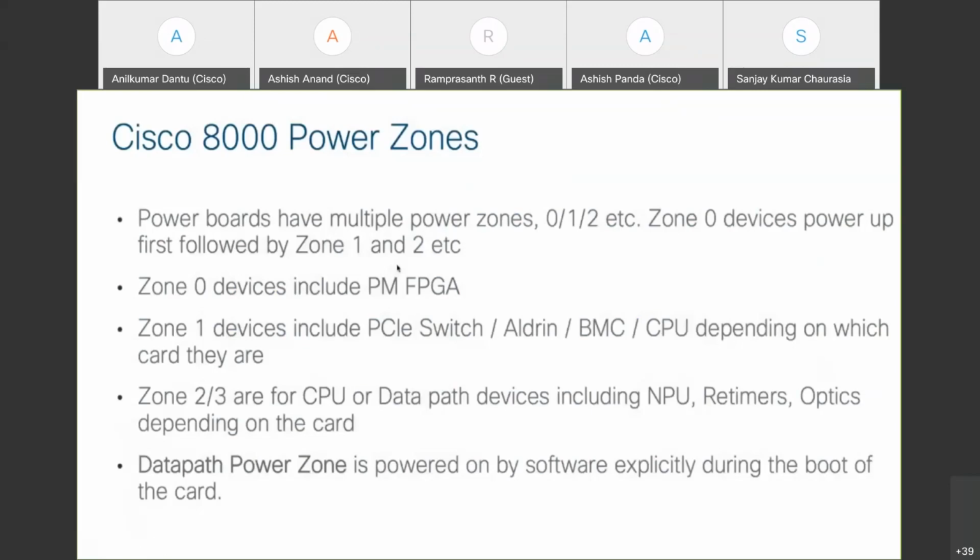But as I mentioned, this is at card level, at RP, at LC, at the Fabric. It's common: first the FPGAs will boot, then your PCI switch, your EOBC, your CPU on the card will boot, and then your NPU will boot.